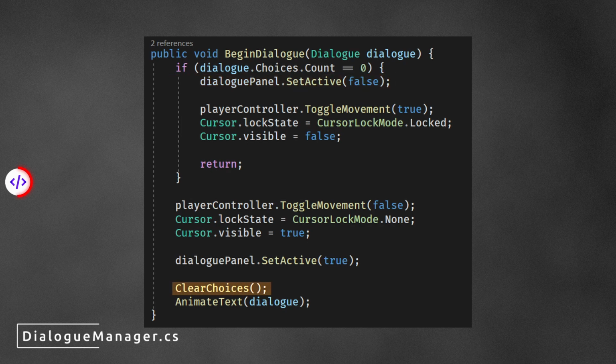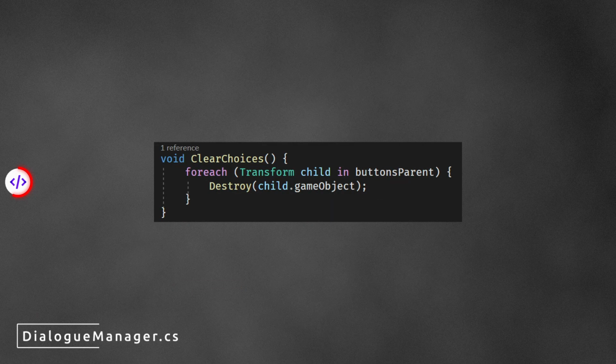We need to clear choices every time we have a new dialogue. This is to clean up from previous choices. This simply removes all of the buttons.